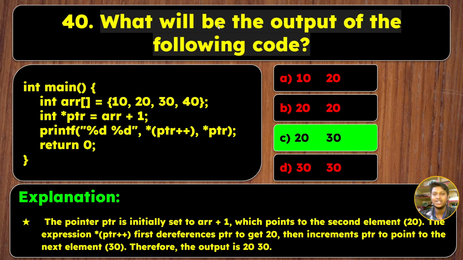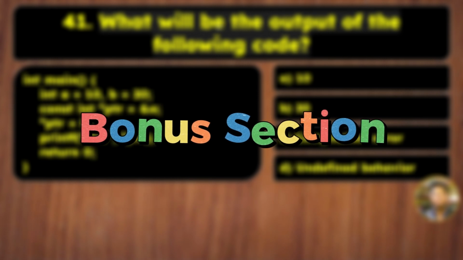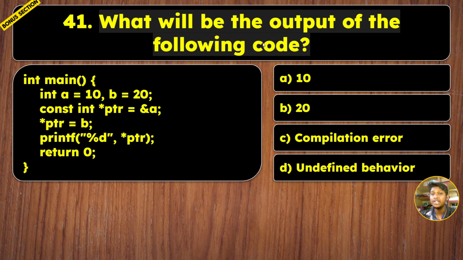So now let's jump to our next question. What will be the output of the following code? We have integer variables a as 10 and b as 20. Then we are using the keyword const, then const int *ptr = &a, meaning this ptr is pointing to the address of a. After that, *ptr = b, meaning whatever value is stored at ptr, we are changing that value to b. Then we are simply printing *ptr and return 0.